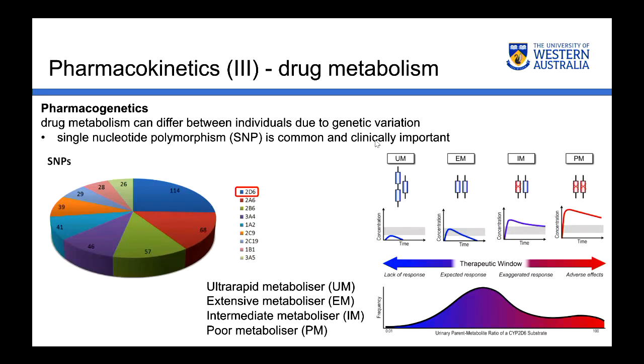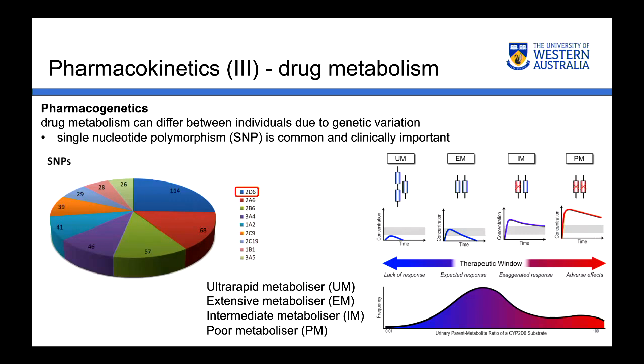On the right hand side, this chart shows the population can be broadly divided into 4 groups depending on the number of copies of CYP2D6 genes. So it can be ultra-rapid metabolizer, extensive, intermediate, and poor. And you can see, depending on the number of copies of that gene, the plasma concentration time curve varies between these 4 groups of individuals. The outcome can range to no effect because the concentration is too low.